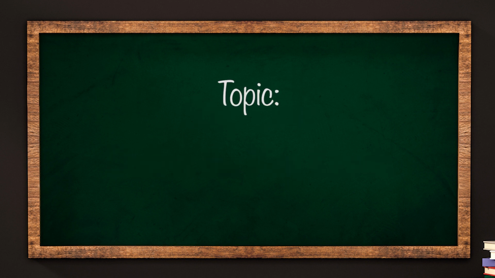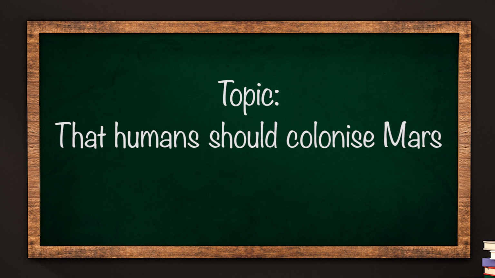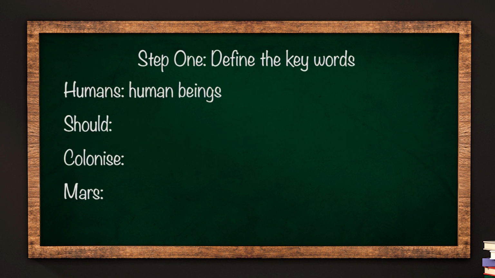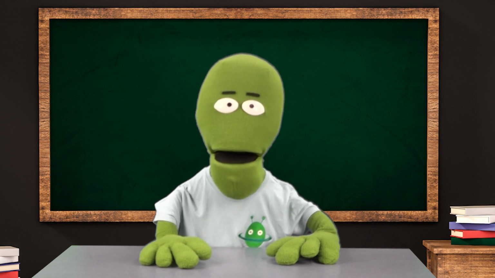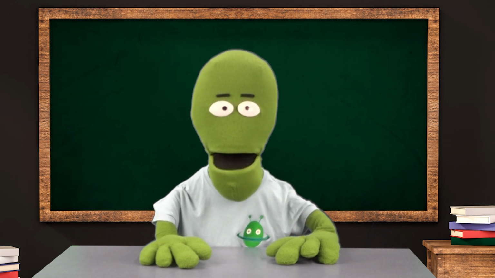For example, if your topic was that humans should colonize Mars, you would define the words humans, should, colonize, and Mars. You can do this by referring to a dictionary definition. Humans means human beings. Should means an obligation. Colonize means to send settlers. And Mars is the 4th planet in our solar system. Once you have researched the dictionary definition, you replace the key word with these words.